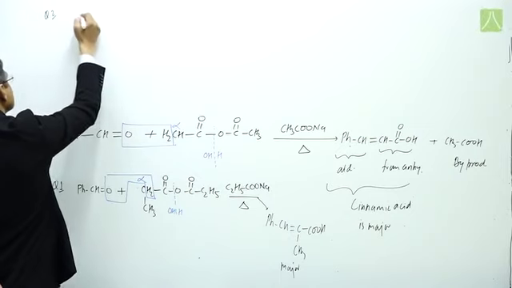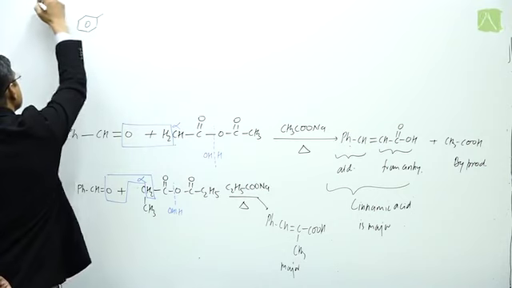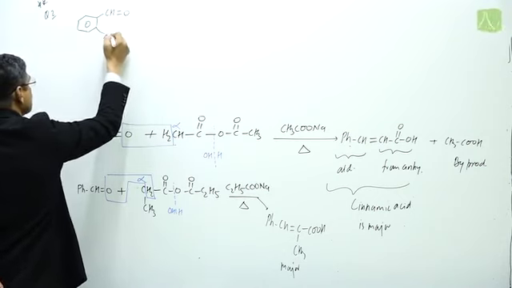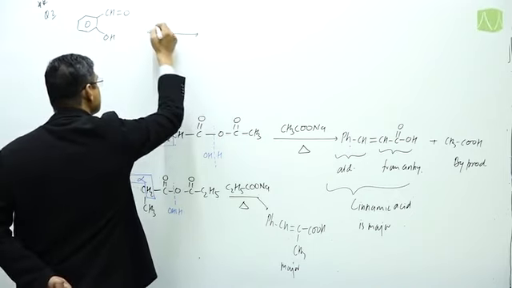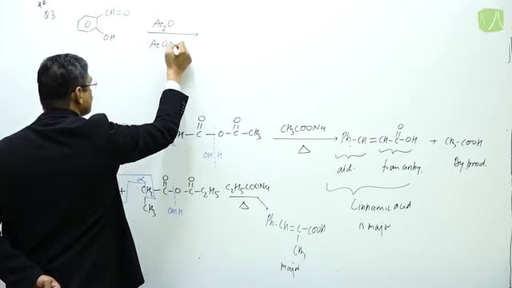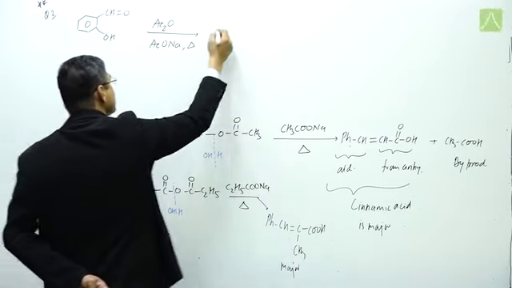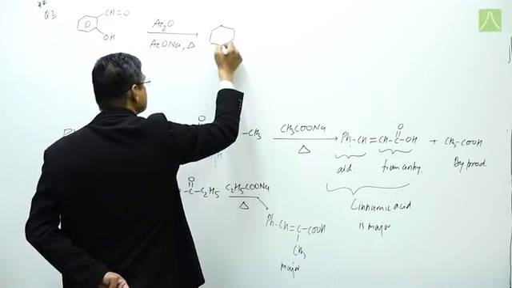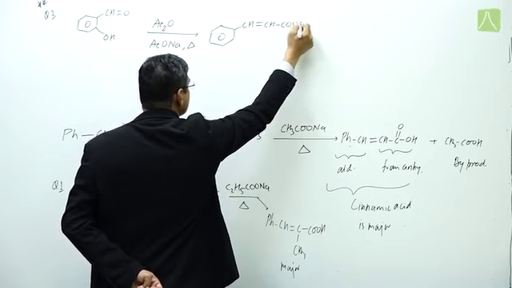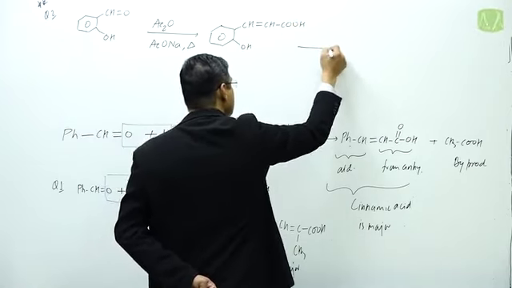Now in the next question, this is an important question. CHO and OH group is present. Suppose I take acetic anhydride in presence of sodium acetate. So the same cinnamic acid is obtained: CH=CH-COOH, and this is the OH. Alcohol and acid are present in the same molecule.